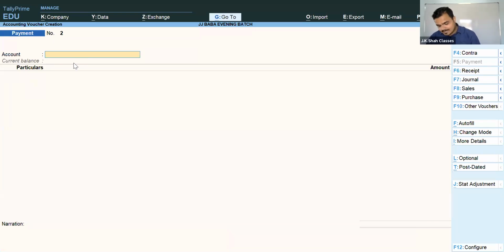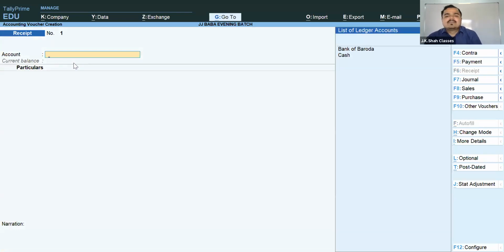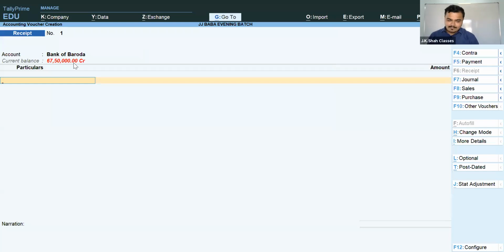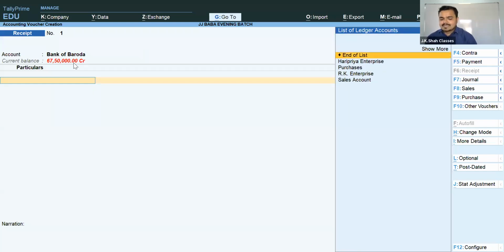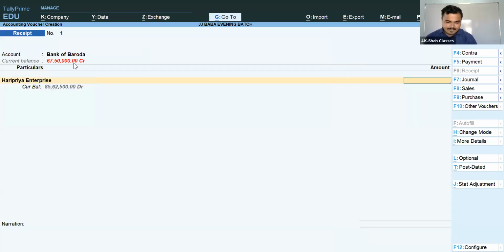Agree, my dear children. Suppose I am now pressing F6 for receipt. Again, it will say that you can receive the funds only in two ways, either cash or bank account. I said yes, I received from bank account only. It will ask me from whom. I said Haripriya ma'am has already paid me a payment. How much is she required to pay? Sir, 85 lakhs 62,500. So let's take 85 lakhs 62,500.